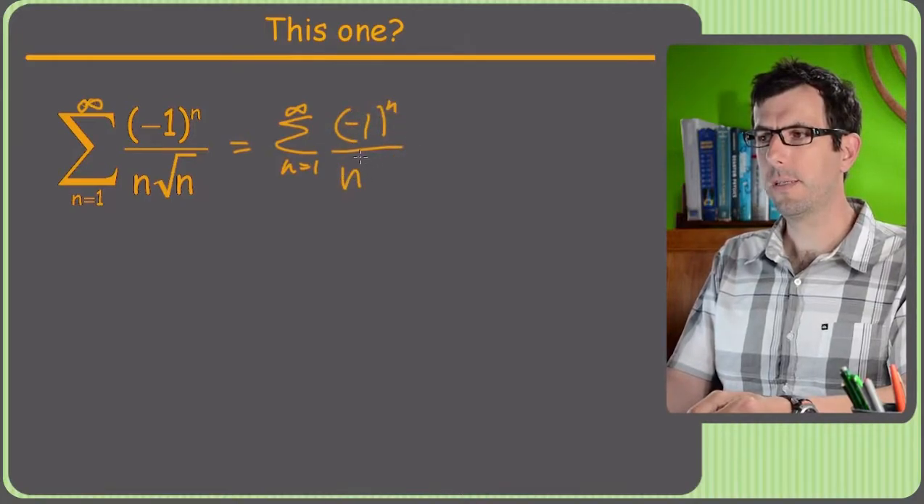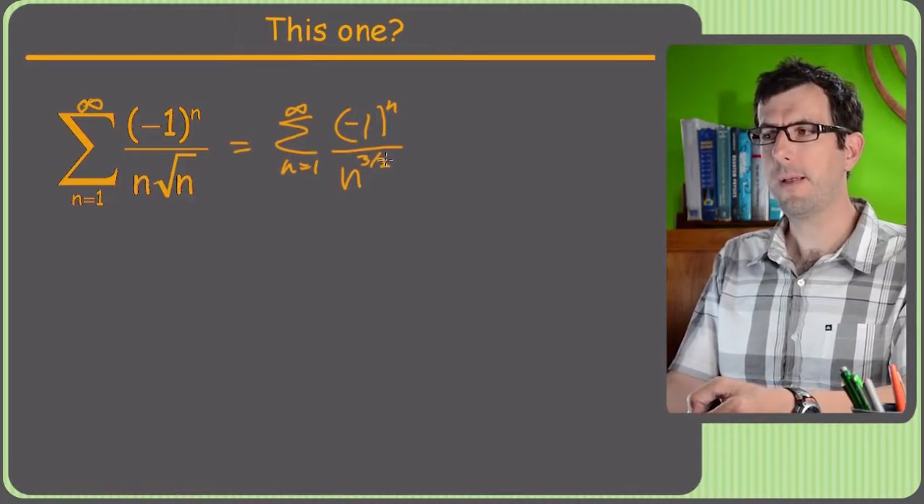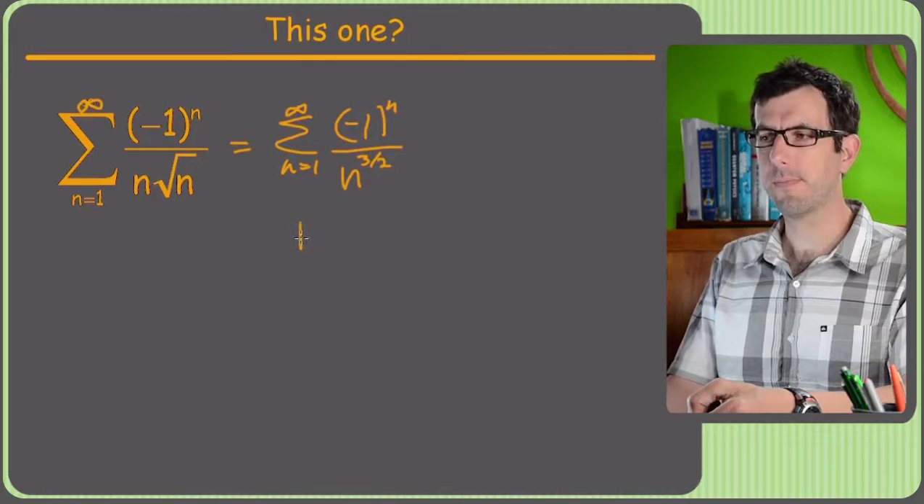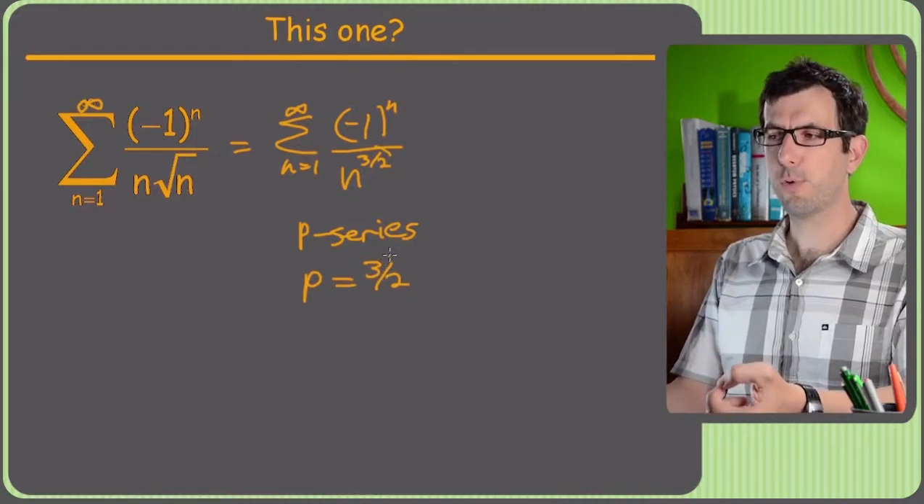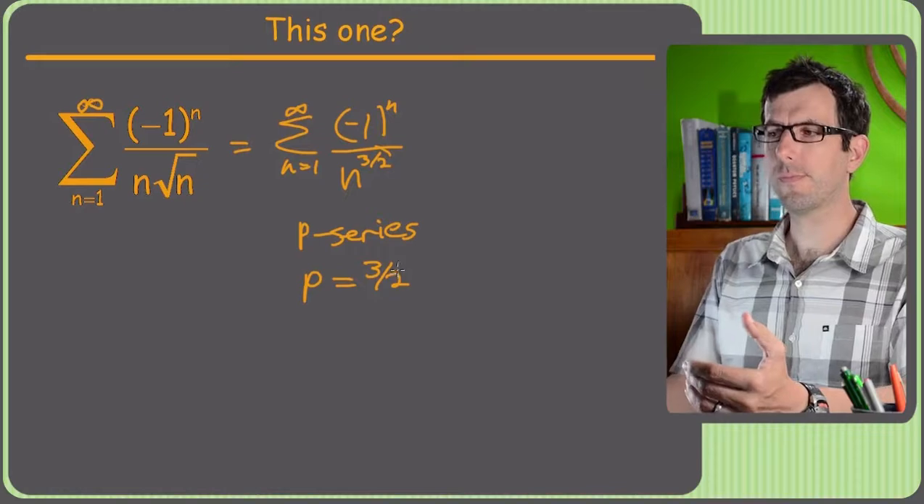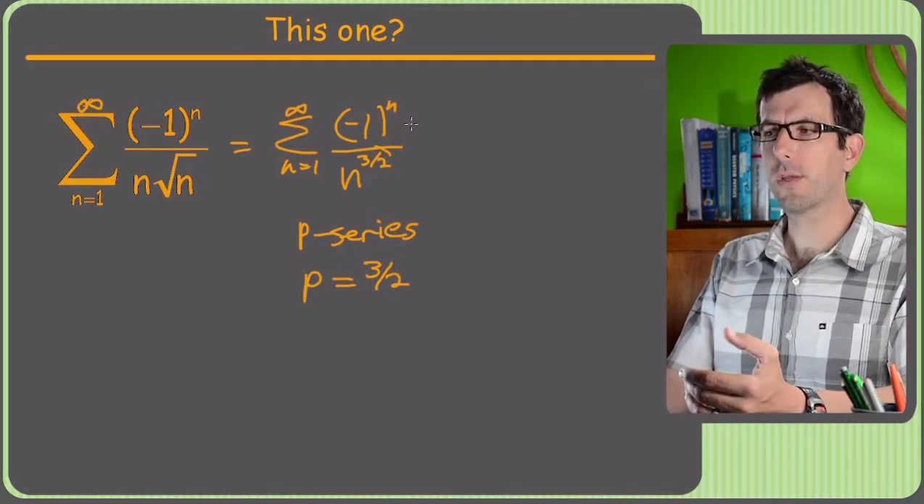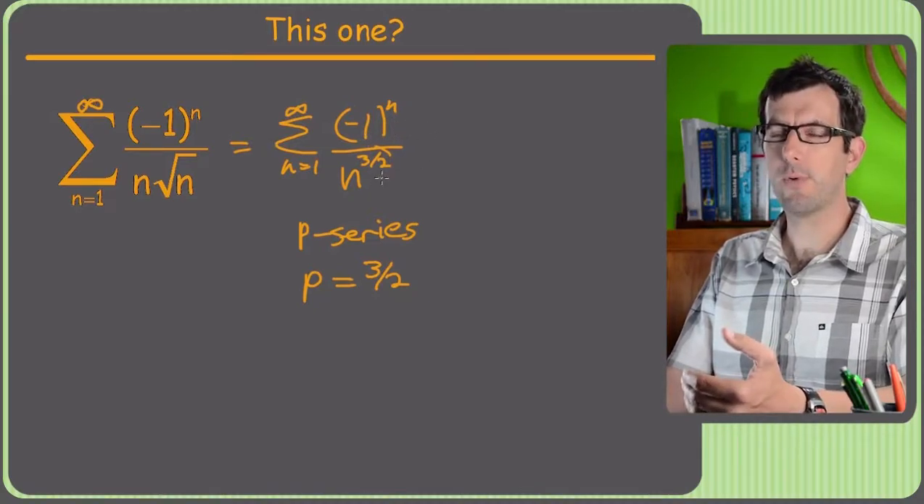over n to the 3/2, because it's n to the 1/2 times n to the 1, which is n to the 3/2. And now I've got a straight up p series, because I have n raised to a constant power. In this case, the constant power is 3/2. And the deal with p series, once again, is that if p is bigger than 1, then it converges. So first of all, we know it converges because the limit of the terms is 0, because the limit of 1 over n to the 3/2 is 0.